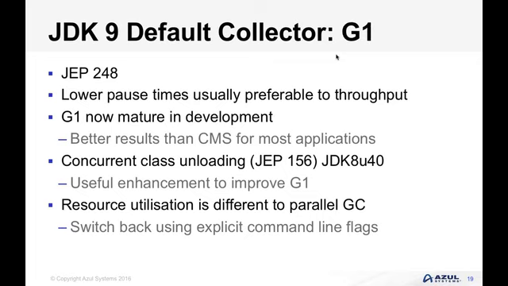One of the things you may notice is that because of the way the collector works, it's different to the parallel GC, and you may find that resource utilization is different. As I said, some garbage may not get collected on a particular cycle of the garbage collector, which means your heap size and the resident set may grow a bit more than you would have with the parallel collector. If that's a problem for you, then you can always switch back to using the parallel collector using explicit command line flags.